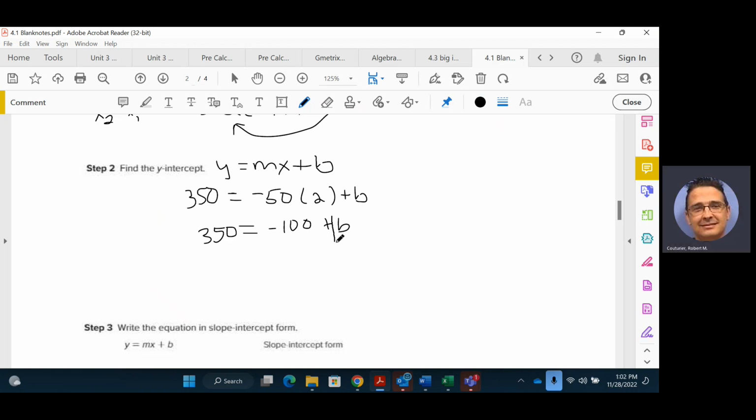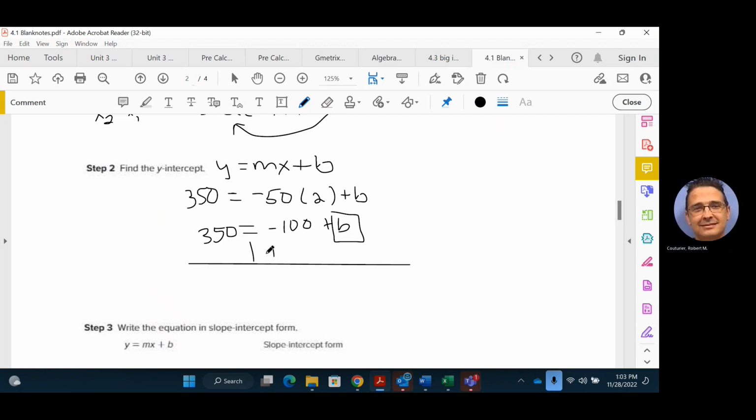Now consider this again, we're trying to solve for b. So if this is a scale, and we need this piece to go away, how do we get rid of a negative 100? We add 100. And the addition property of equality states that if I add it to one side of an equation, I have to also add it to the other. And like that, these cancel and leave you with b. 350 plus 100 is 450.